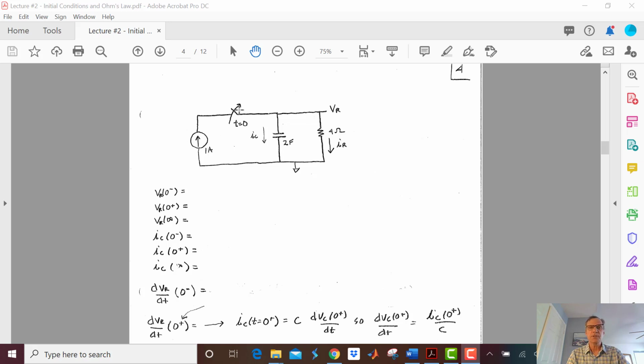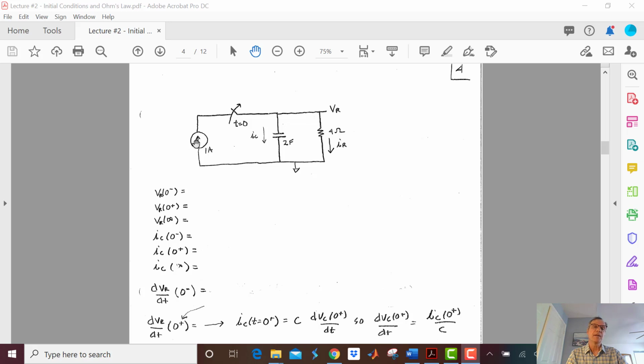okay, the current's going this way. None of it's going through here at 0 minus because we're steady state, so it's all going through here. And we have 1 amp times 4 ohms, which is going to give us 4 volts at t equals 0 minus. And at t equals 0 plus, this switch is going to open.